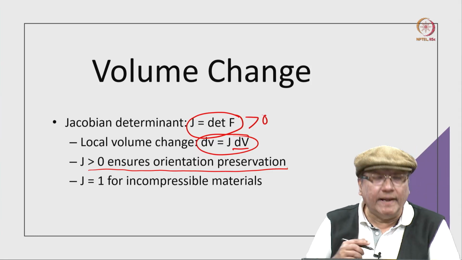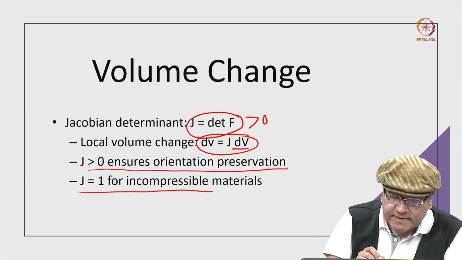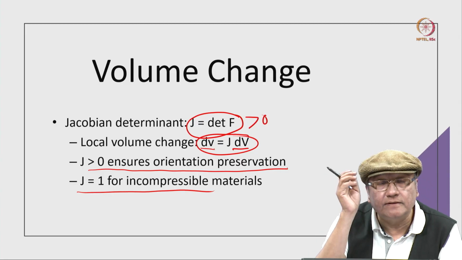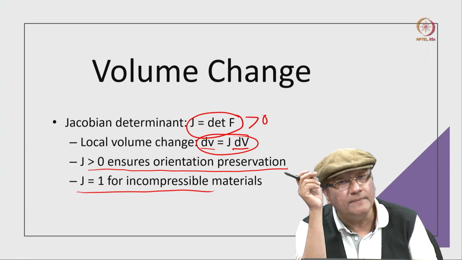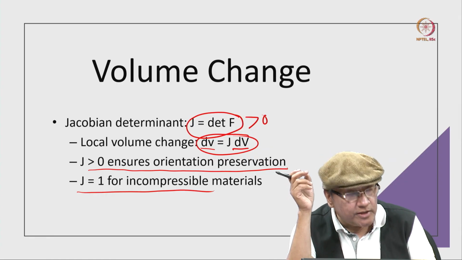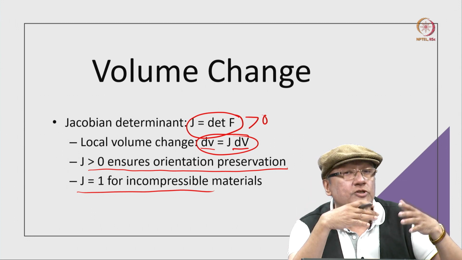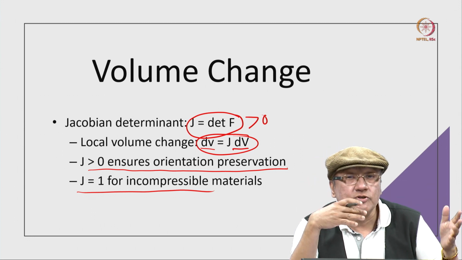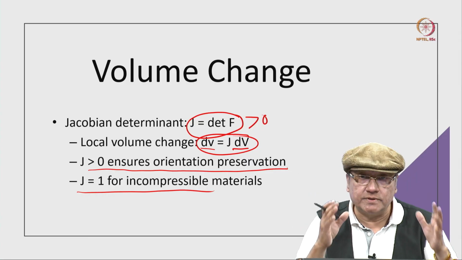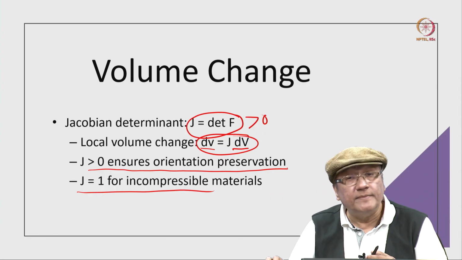What does J equal to 1 mean? J equal to 1 requires that the volume after deformation d small v is the same as the volume before deformation. So J equal to 1 means there is no volume change because of the deformation. This is typically used for incompressible materials which only change their shapes upon loading or straining, but not their volume, right. Water, soft tissues, tissue-like material, rubber being an example. So rubbery materials are examples.